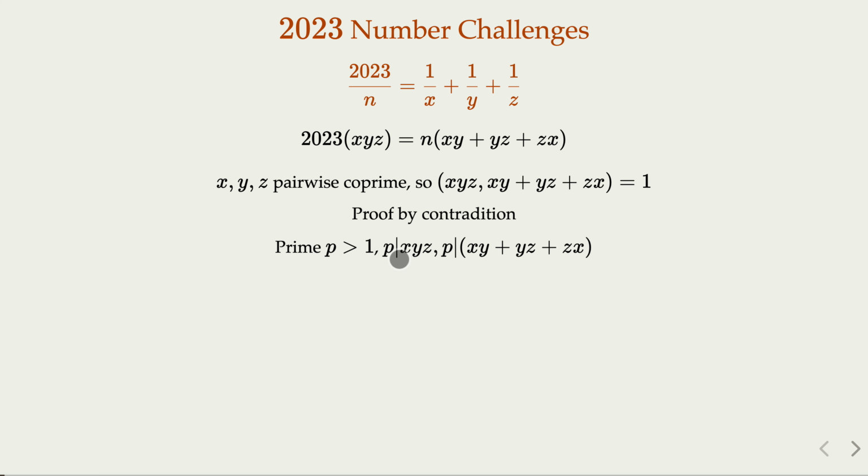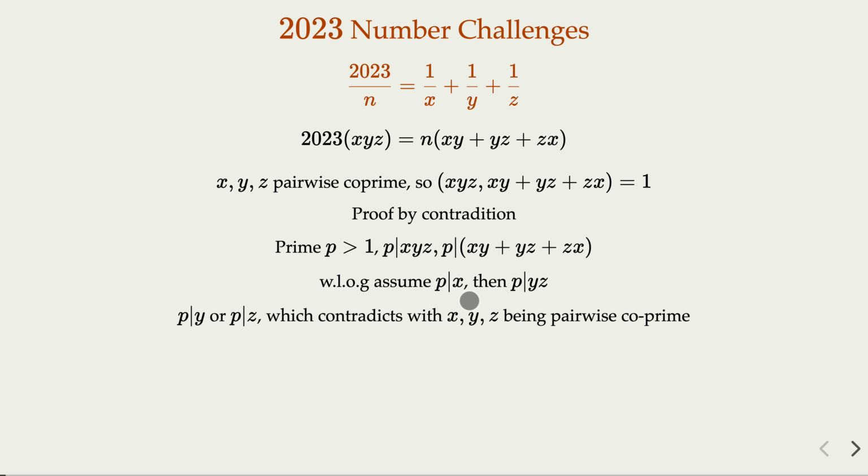Now, from the fundamental property of a prime number, in this case p must divide either x or y or z. So in this case, without loss of generality, we can assume p divides x, right? So in that case, notice that p also divides xy and zx, and then it means p has to divide the remaining one, which is yz. So p divides yz. Now, since p is a prime number, p divides yz means p either divides y or p divides z.